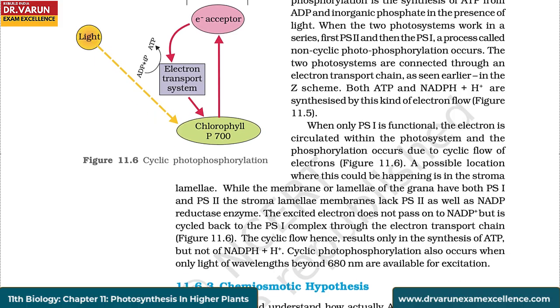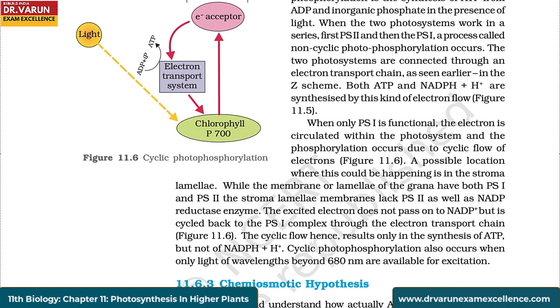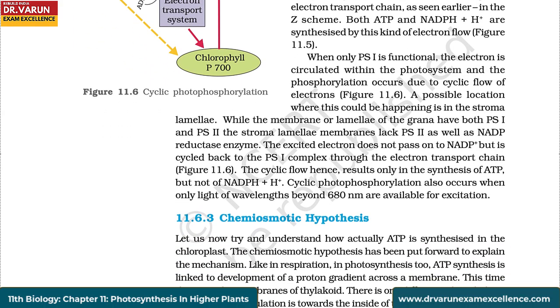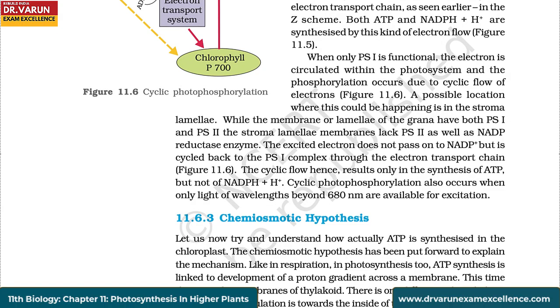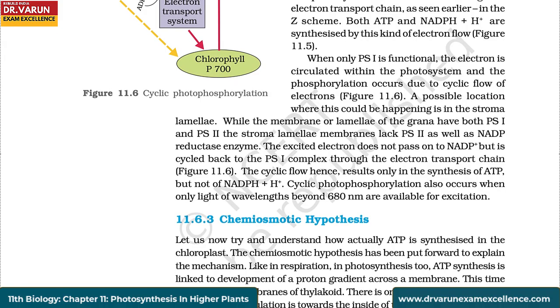When only PS1 is functional, the electron is circulated within the photosystem and the phosphorylation occurs due to cyclic flow of electrons. A possible location where this could be happening is in the stroma lamellae. While the membrane or lamellae of the grana have both PS1 and PS2, the stroma lamellae membranes lack PS2 as well as the NADP reductase enzyme.